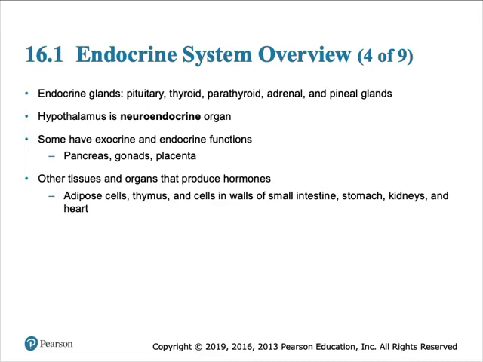Other tissues and organs that may produce hormones include fat cells. We call those adipose cells, if you remember from the connective tissue unit back in chapter 4. The thymus also produces some hormones. And the cell walls of the small intestine, stomach, kidneys, and heart may produce some typically more locally acting hormones, but they're still technically hormones.